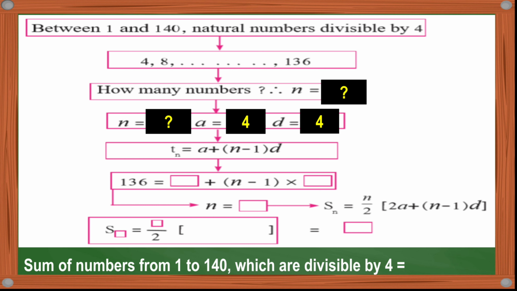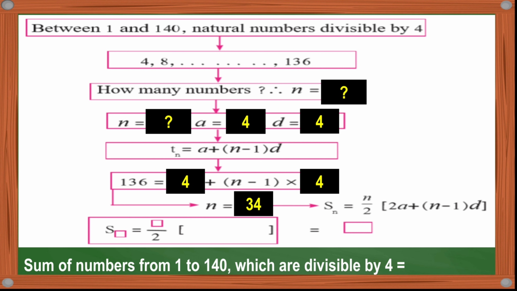Tn is equal to A plus (n minus 1)D. The value of Tn is 136, which is printed. The value of A is 4, n minus 1 as it is, and d is 4. I have shown you the calculation in the previous practice set. You are going to follow the same pattern and find n, which you will get as 34. Which means there are 34 numbers between 4 and 136 which are divisible by 4.